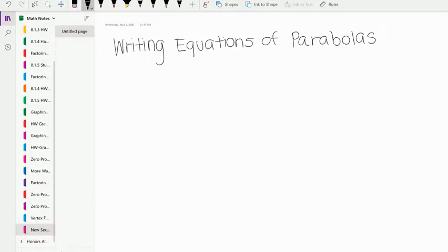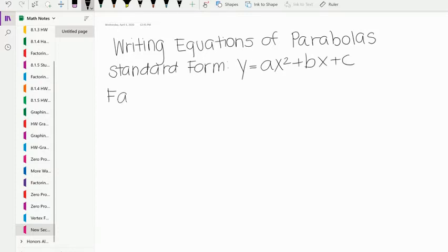We are going to be writing equations of parabolas given certain information. Before we do that, I wanted to review the different forms. So we have standard form, which is probably the first form we learned, which is y equals ax squared plus bx plus c. We also have factored form, which is exactly what it sounds like. It means that it's been factored.